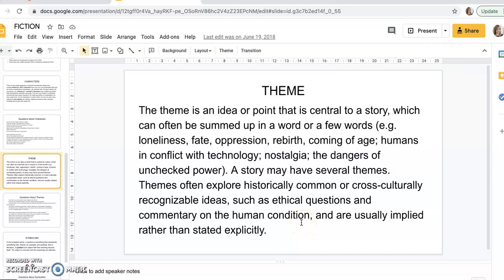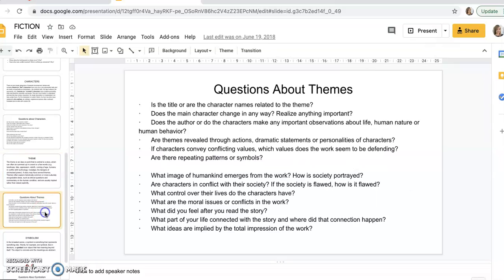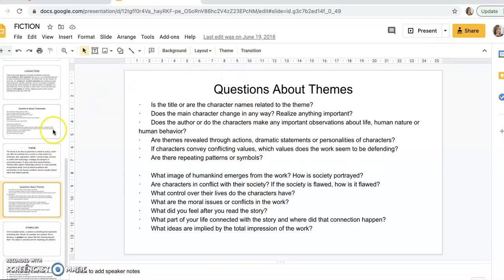Theme is really important as well. You could sum up the theme in a word or a phrase, but there are also deeper levels to theme, as we've talked about with existentialism, which is the theme of this course. Big questions about the human condition, ethical questions. Who am I? Why am I here? What is my purpose? Is there a God? Is there meaning? All of these questions are big themes in all of these stories that I've picked. And so here are some questions you can ask about themes.